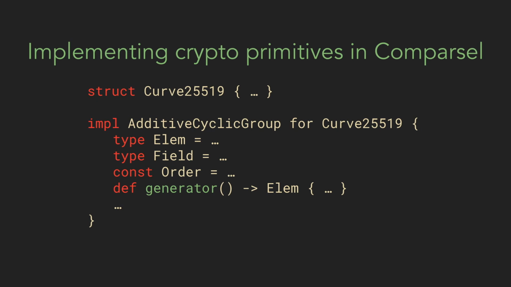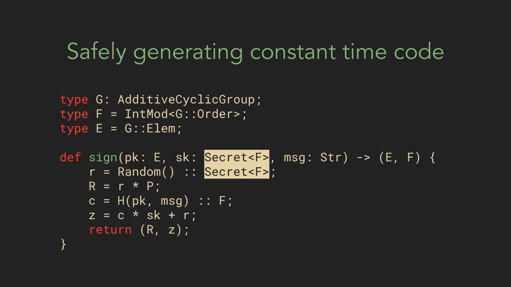To deal with this, comparsel lets the programmer specify which values are secret. For example, in the Schnorr signature, both the secret key and the nonce are secret, and the compiler can use these secrecy labels to do a ton of work for us. It can use known techniques to generate constant time assembly from high-level code that includes control flow, and it can also optimize and manage memory in a way that's timing safe.